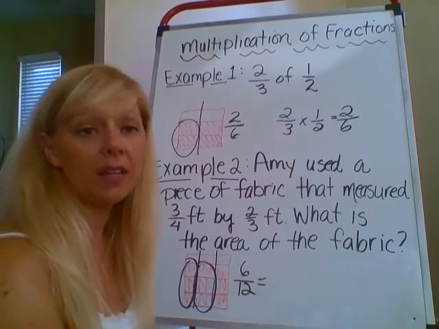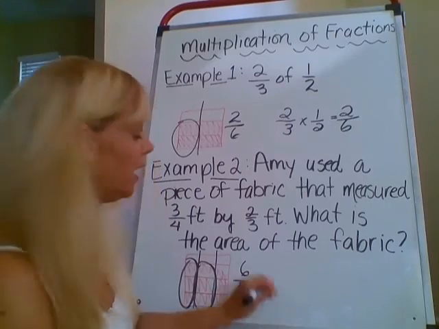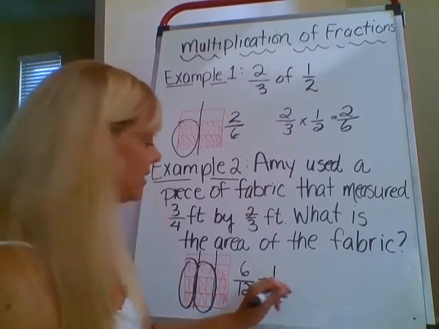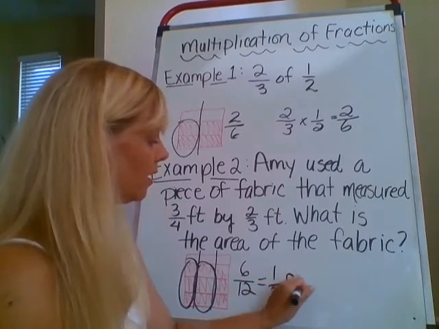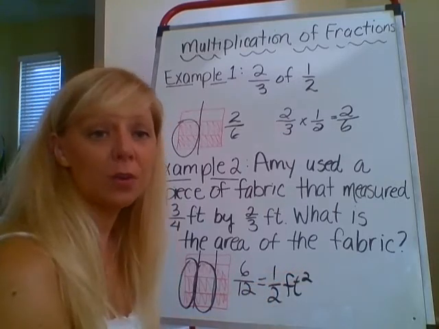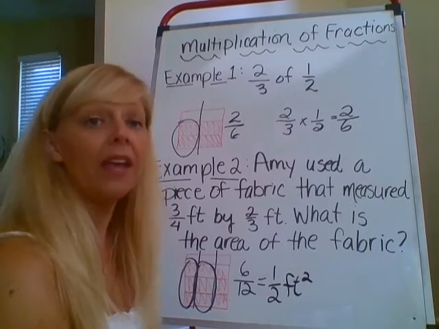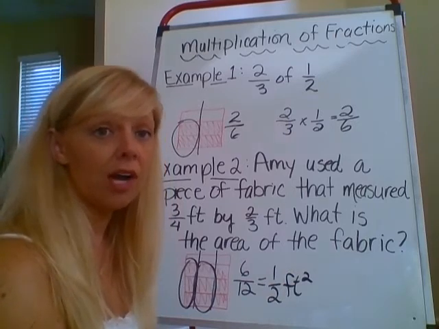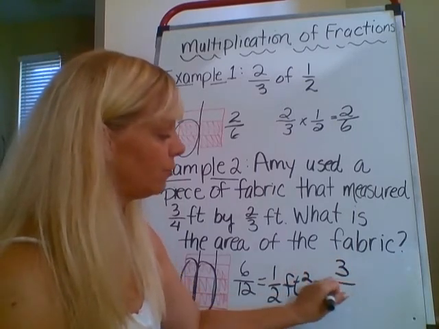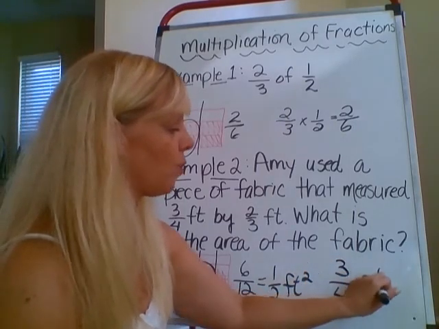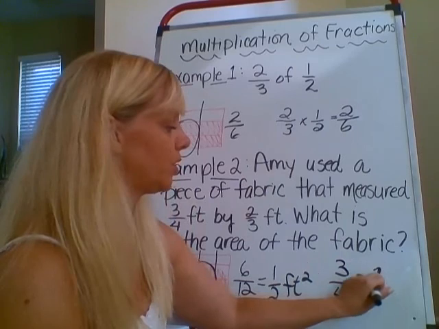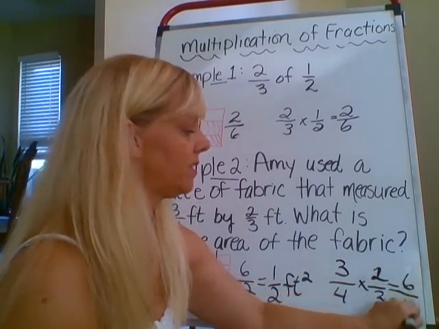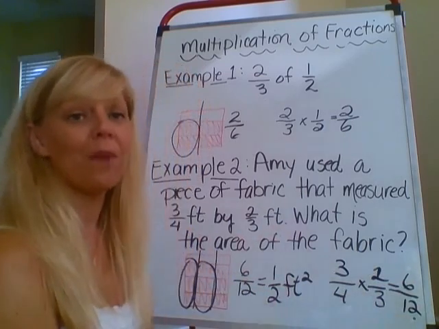And if we put that into lowest terms or simplify it, that is half. So she has a half-foot squared piece of fabric. Again, if I want to use the algorithm, I set it up and multiply straight across. So 3/4 times 2/3, and that equals 6/12, or my 1/2.